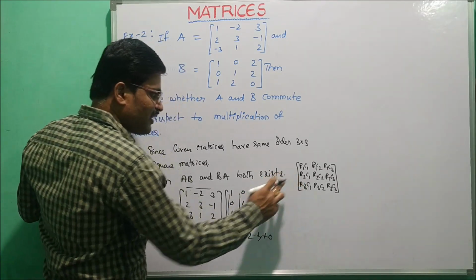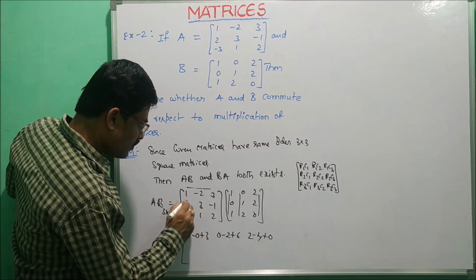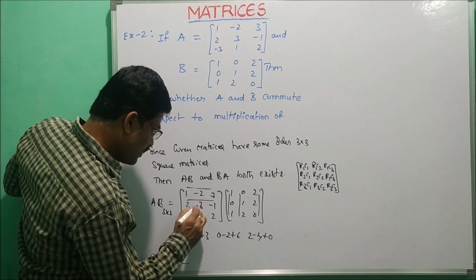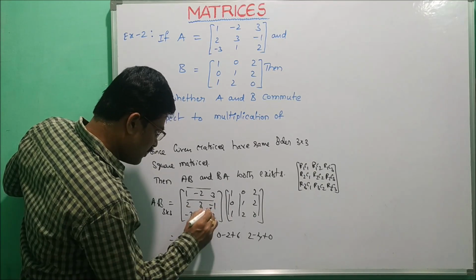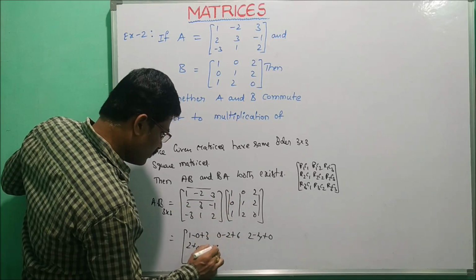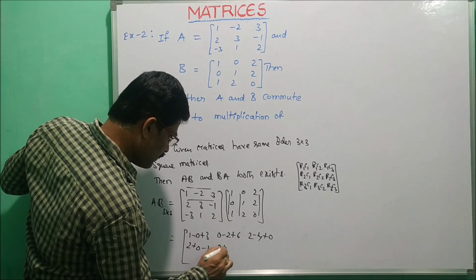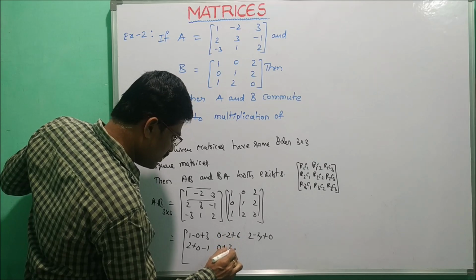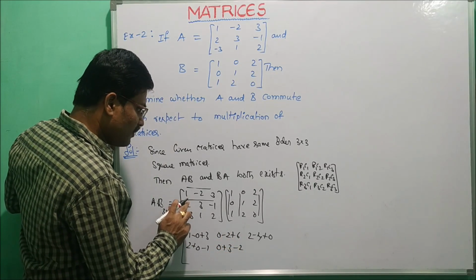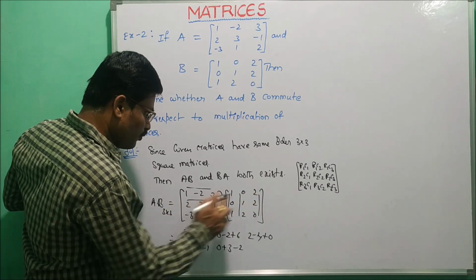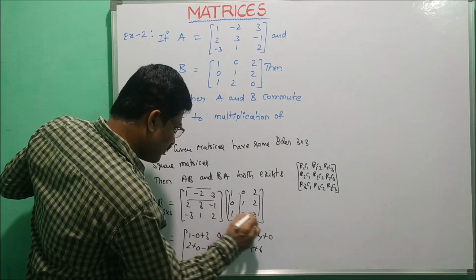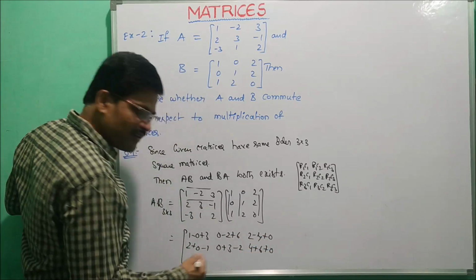Similarly we follow the second row, R2C1. We take the second row and first column: 2 into 1, 2, plus 3 into 0, plus 0, minus 1 into 1, minus 1. Similarly 2 into 0, 0, 3 into 1, plus 3, minus 1 into 2, minus 2. Similarly second row, third column: 2 into 2, 4, 3 into 2, plus 6, minus 1 into 0, plus 0 or minus 0.